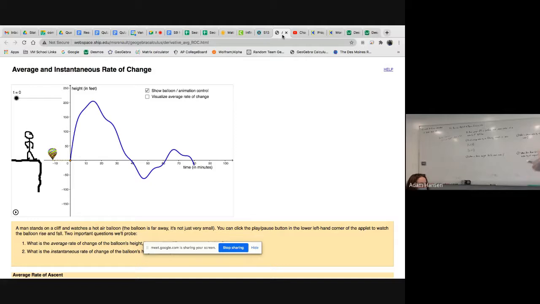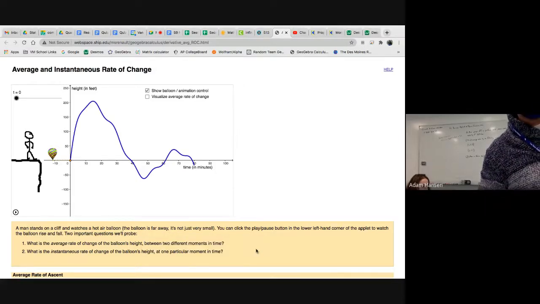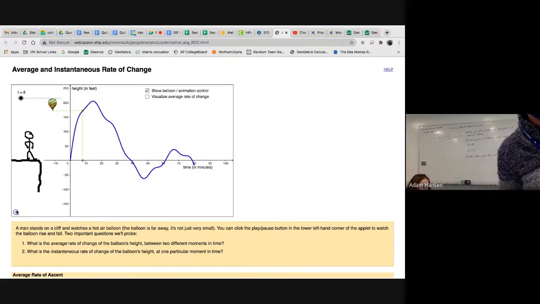That's the difference between average rate of change and instantaneous rate of change. Whether I want to know the average speed over an interval or the speed at a particular moment in time. Let's look at this applet up on the screen to see more. Instead of the diver, let's look at the height of a balloon, for example. The balloon goes up and down in relation to the observer on the cliff, and its height over time is tracked on that blue graph below.